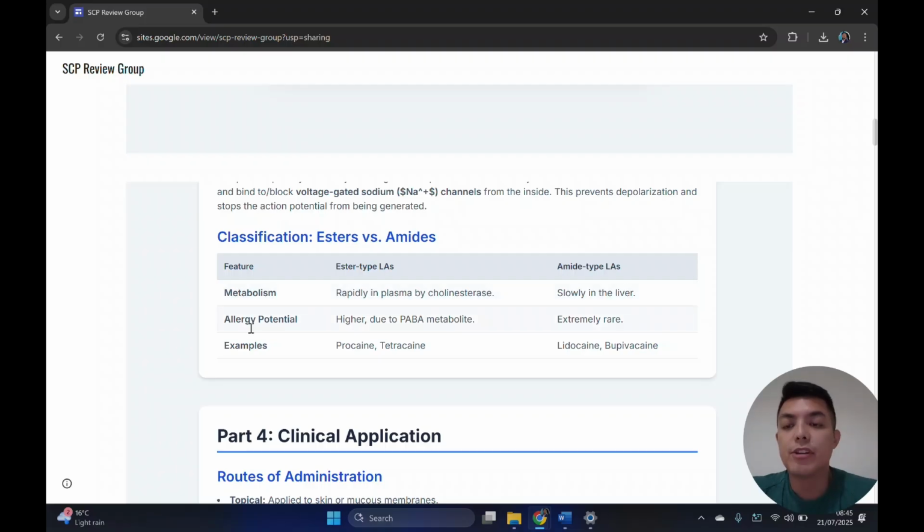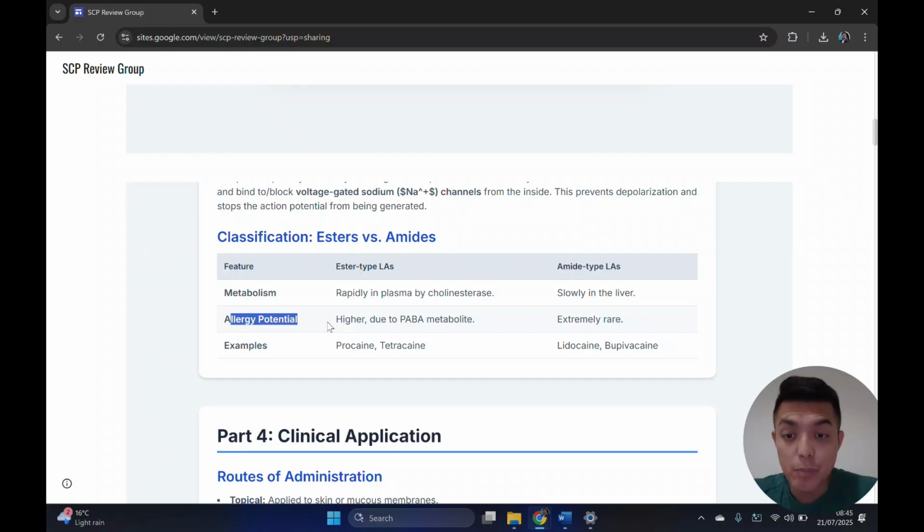So its features, we have just three: metabolism, allergy potential, and examples. For metabolism, we have esters and amides. Esters get rapidly metabolized in plasma by cholinesterase. So that's one key. With this concept, you can connect it here.